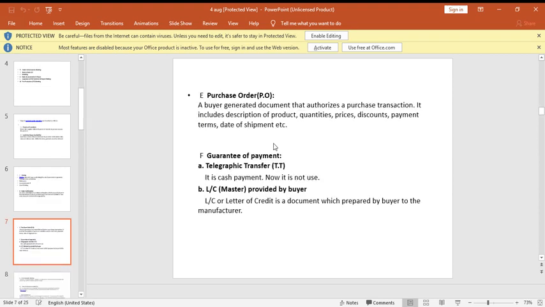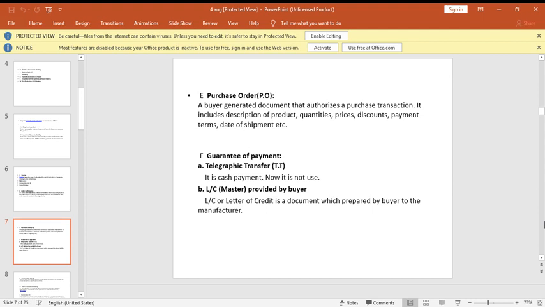Then purchase order. A purchase order is a buyer-generated document that authorizes a purchase transaction. It includes description of product, quantities, prices, discounts, payment terms, dates of shipment, etc. So purchase order includes what? It includes description of a product, quantities, price, discount, payment terms, and date of shipment, etc.